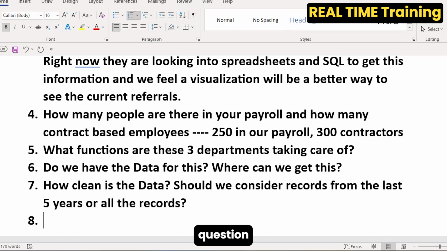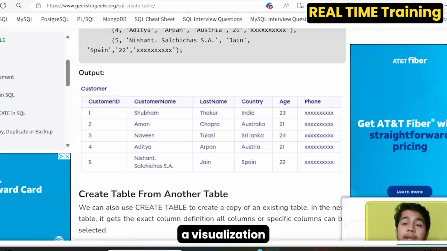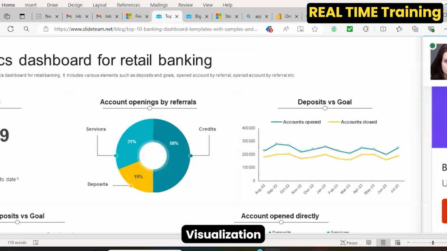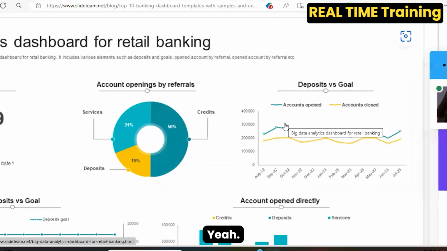Okay. The 8th question that is coming to my mind, and that you should definitely ask every time a visualization is coming your way, is the visualization format. Which format do we need to show that data? Do they know if it is a donut chart or a graph or a pie chart? What kind of chart is good?